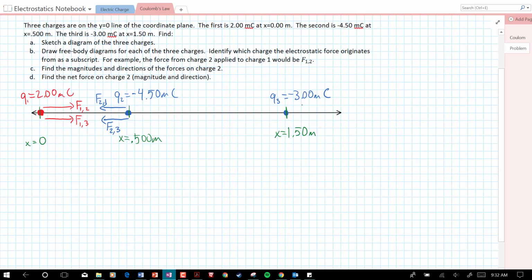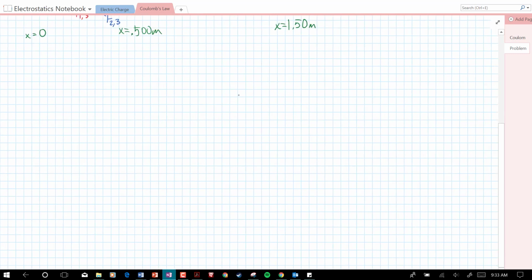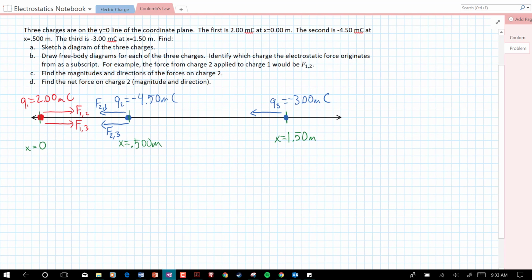Q3, well, Q3 is going to be attracted to the positive charge, so it's going to feel a leftward force from Q1. Whoops. The force on 3 from 1. But it's going to be repelled by that negative charge Q2. So it's going to feel a rightward force from Q2. The force on 3 from 2. So those are our free body diagrams.